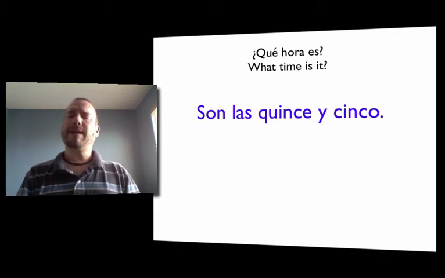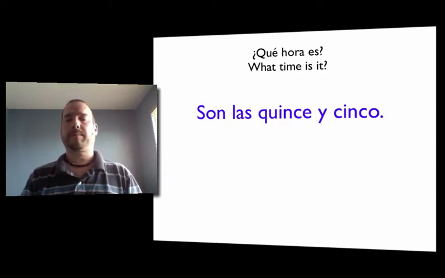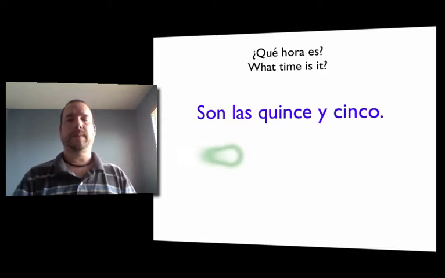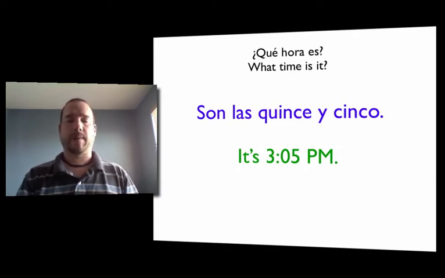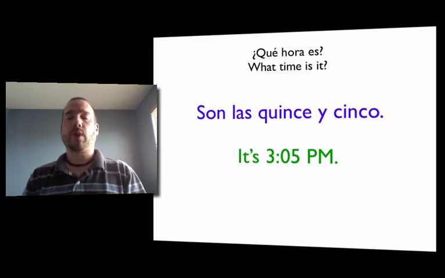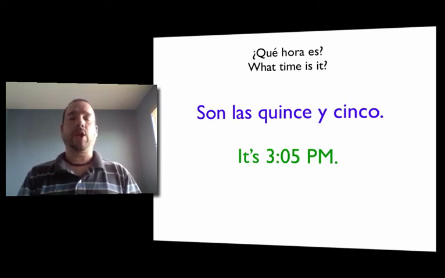Son las 15:05. It's 3:05 p.m. Remember, they use the 24-hour clock, so you have to take 15 and subtract 12 from it. That gets you 3 o'clock. We know because it's more than 12 that it has to be p.m.